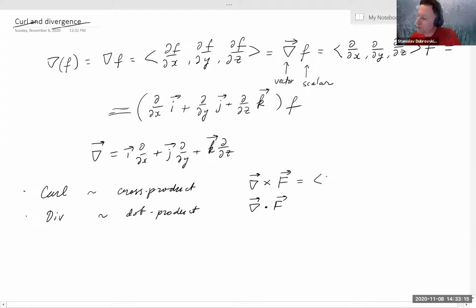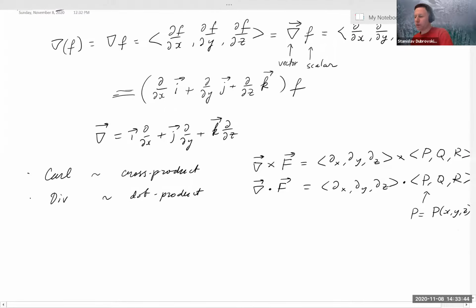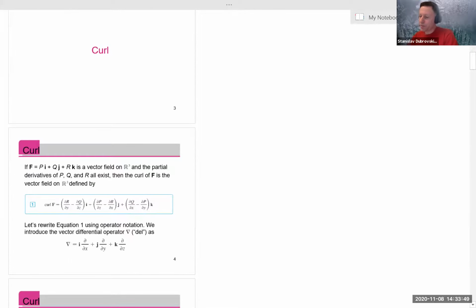So here you have partial x, partial y, partial z, cross product with, usually we would write for components of f, P, Q, and R. And here we'll have dx, dy, dz, dot product of P, Q, R. All of this understood as functions of three variables. For instance, P is a function of x, y, and z. Good. So let's move on to an example.